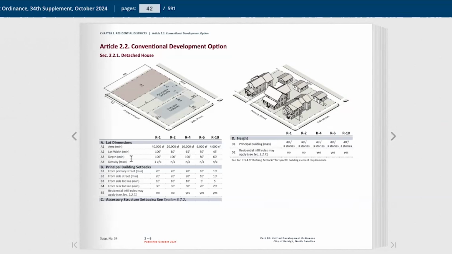And now you look at, it'll show you your setbacks. Okay. So from primary street, which is B1, from your front to the back, minimum needs to be for that R4 is 20 feet.